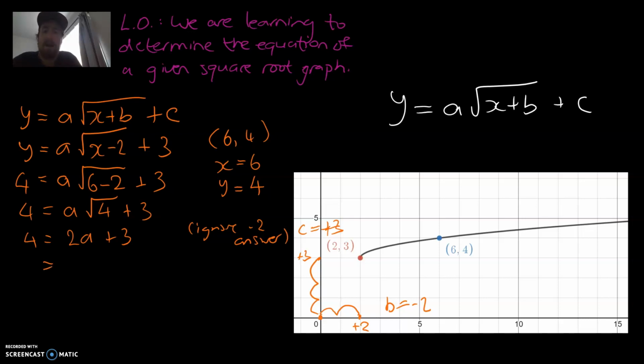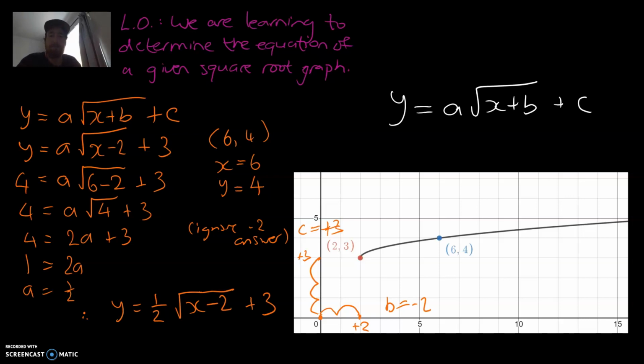We then want to mathematically solve this, so that 3 becomes -3, which gives 1. And we're going to go a is equal to 1 divided by 2, or 1/2. And that means we've solved our equation. y is going to be equal to 1/2 of the square root of x minus 2, plus 3.